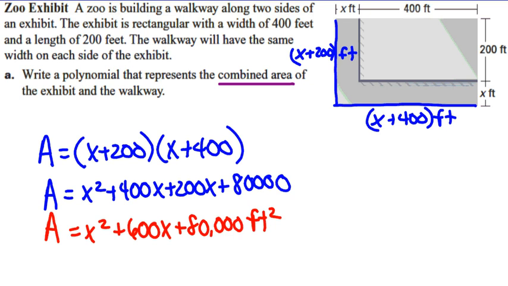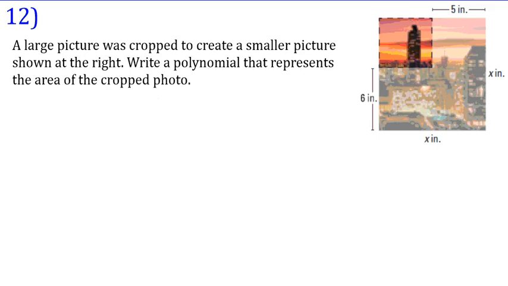Let's take a look at another example. Here we have a large picture that was cropped to create a smaller picture, shown at the right. We want to write a polynomial that represents the area of the cropped photo. And here is the cropped photo that we're trying to represent. So again, what do we know about the problem? We have the figure for the photo, right? So here we have the original one.